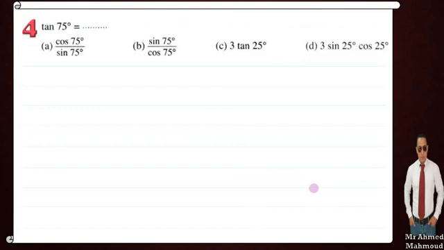equals what? Tan 75, as we said before, equals sine 75 over cosine 75.